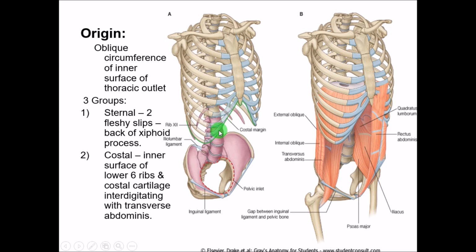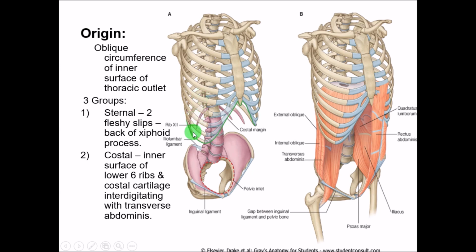Then the costal part: this whole thing is the costal margin. The muscle fibers take origin from this costal margin also, from the rib part as well as the costal cartilage. These bluish structures are the costal cartilages, and the lowermost part is called the costal margin. There are 12 pairs of ribs. The muscle takes origin from the inner surface of the lower six ribs and the costal cartilages.